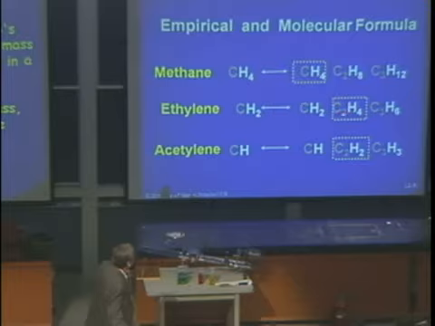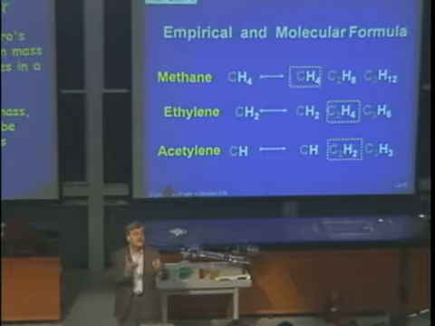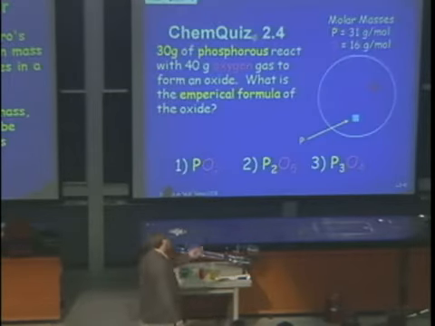That would be C2H4 would be ethylene, and acetylene is C2H2. It's a double bond in between. So there's a difference between the empirical and the molecular formula. Let me ask you that. Oh, let's do an experiment first.